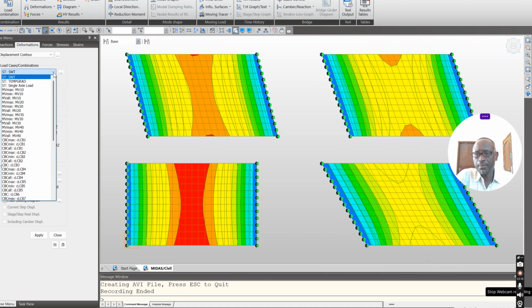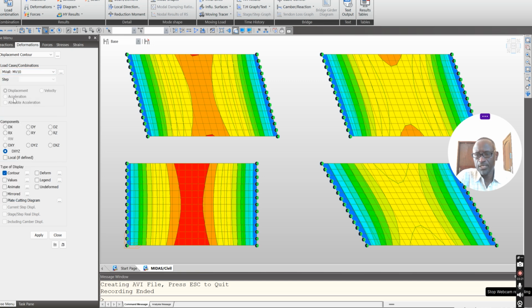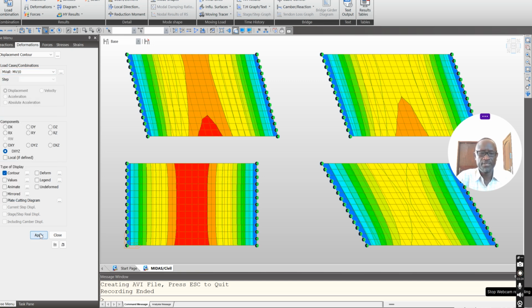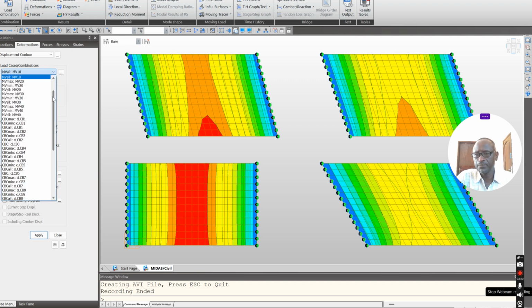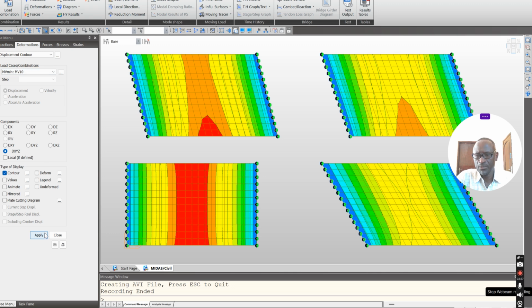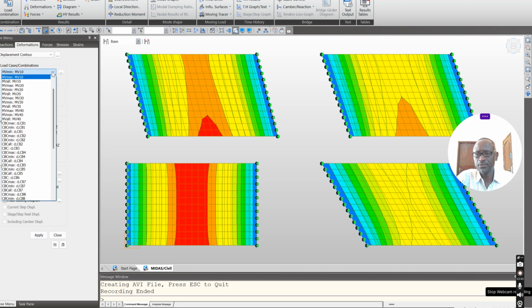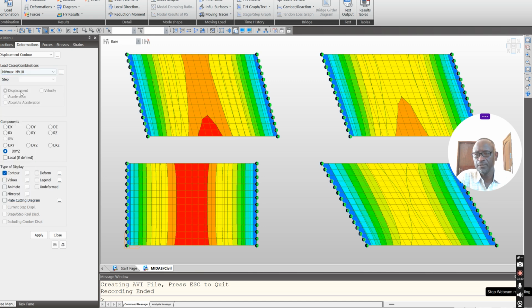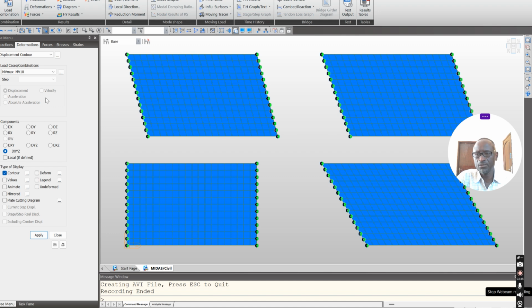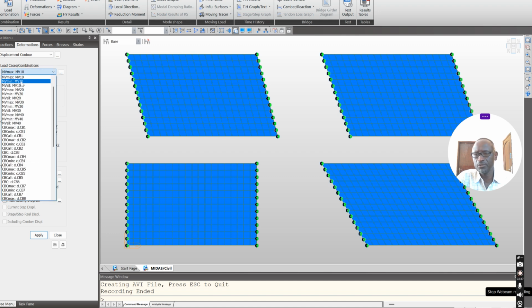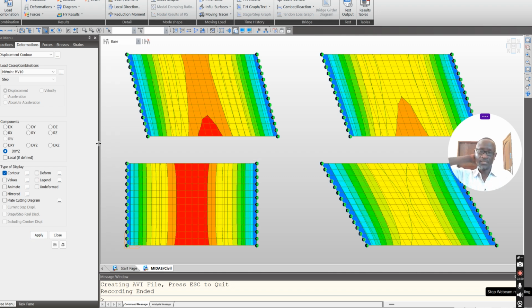Now, if I allow the traffic to go through, you look at what the traffic does. So this is the implication when the traffic is moving. I could look at minimum deformation and maximum. I think they are not all that different. They give you more or less similar contours. The deformation is basically downwards.